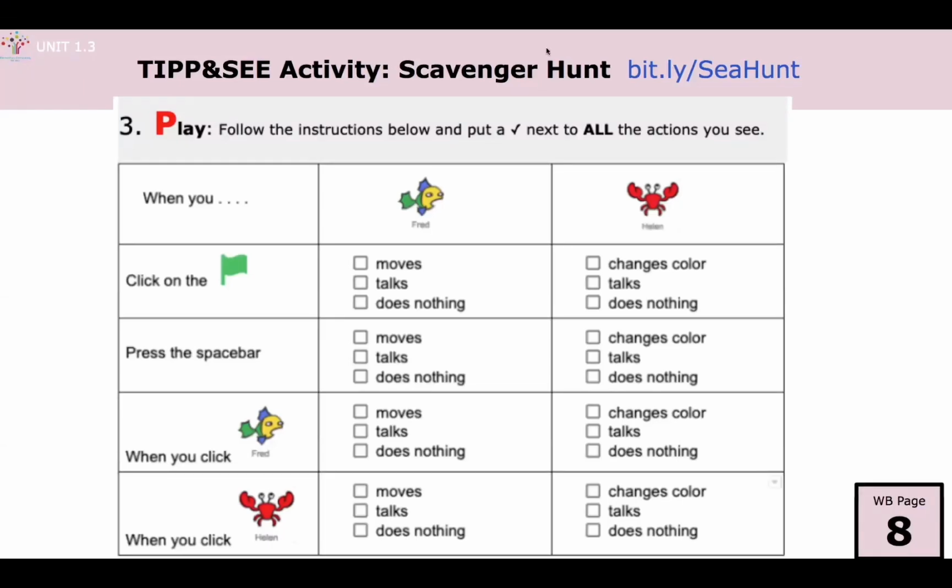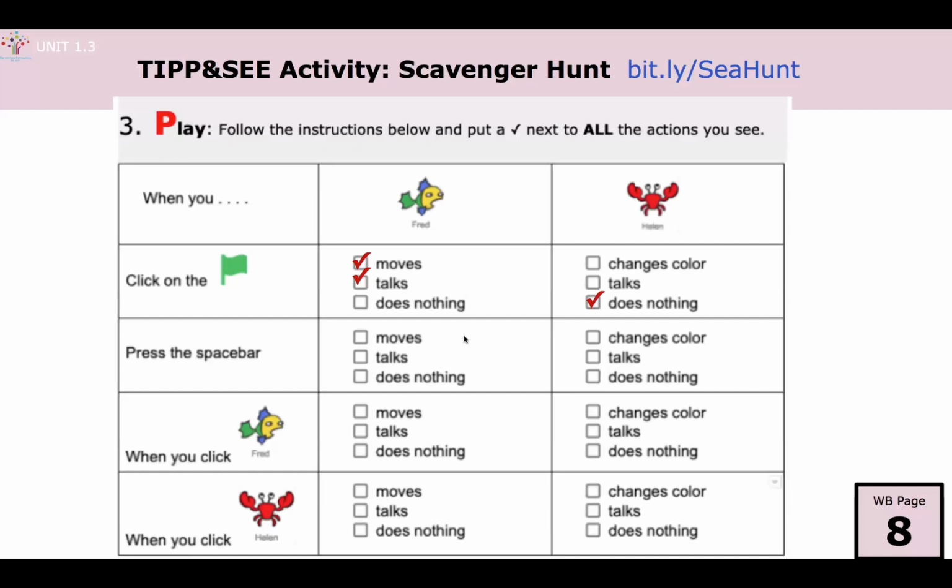Let's review your answers to the TIPP&SEE. In section 3, you played the project and did some actions and identified what actions the sprites did. When you clicked on the green flag, what happened? Fred moved and talked. What about Helen? Did Helen do anything? No, Helen did nothing.